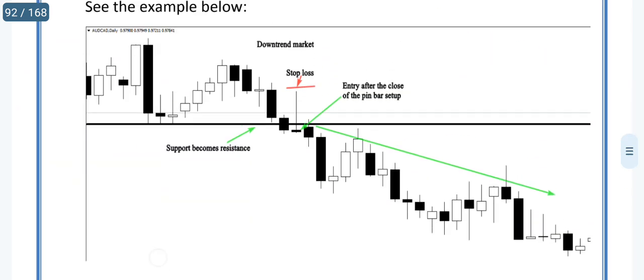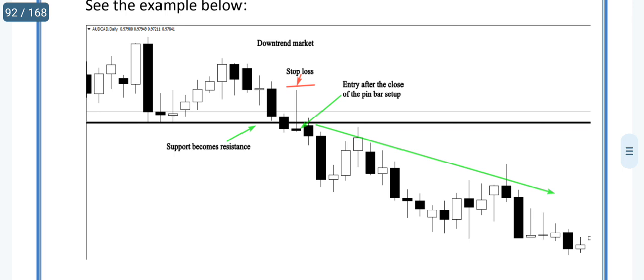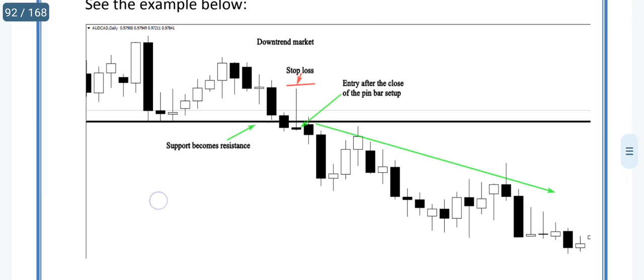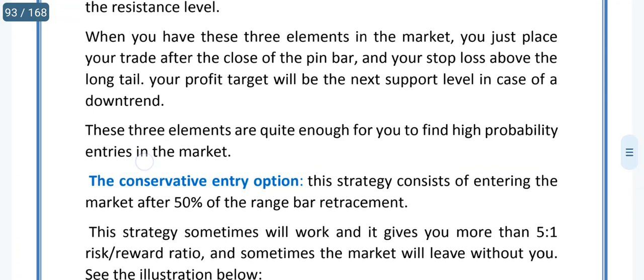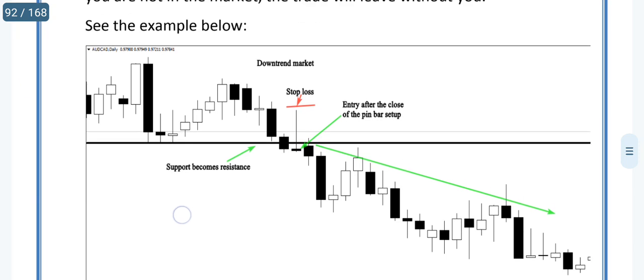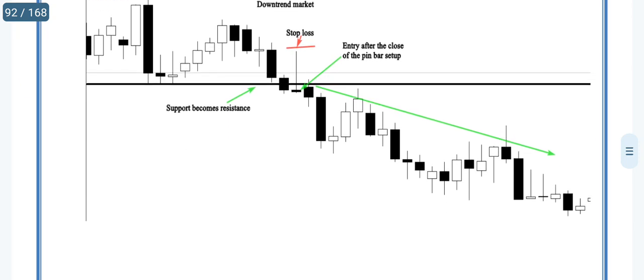It was a pullback from the resistance level, and then we have our penny bar forming at that point, as you can observe. So when you have these three elements in the market, you just place your trade after the close of the penny bar and your stop loss above the lower tail. Of course, you can see the stop loss. You place it above the lower tail depending on the market levels.